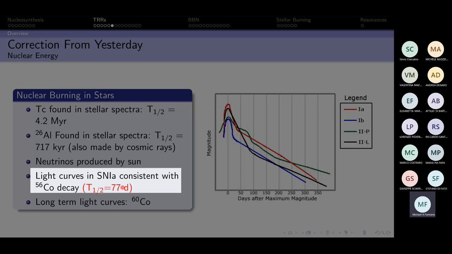77 days for cobalt 56. And by the way, if you don't know what the half-life of a nucleus is, what would you do? If you don't know the half-life of some nucleus. We check in the table. Yeah, exactly. This table that I gave you yesterday. So you never have to memorize them. If you use them a lot, you get to learn what they are, but never memorize.